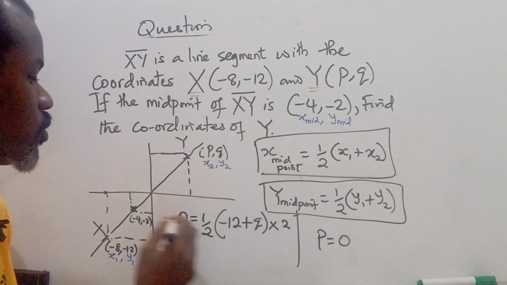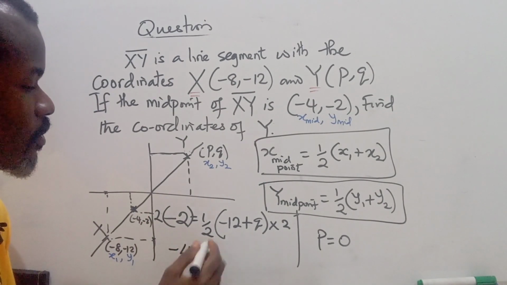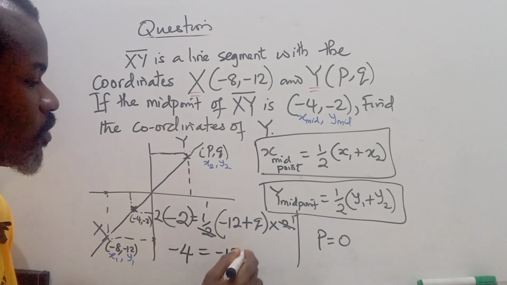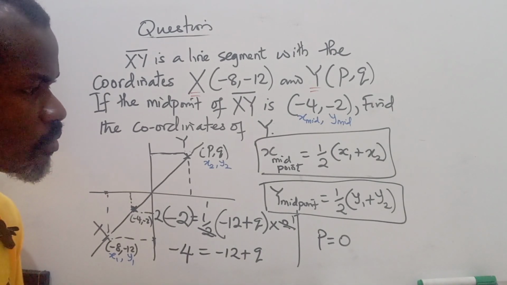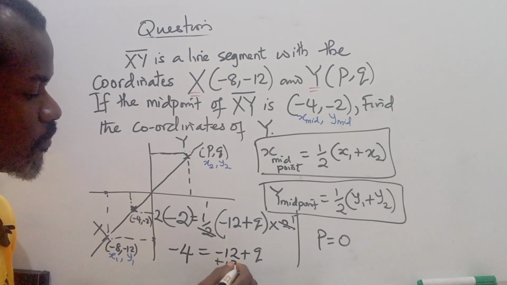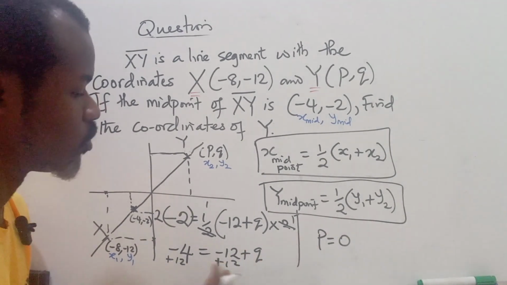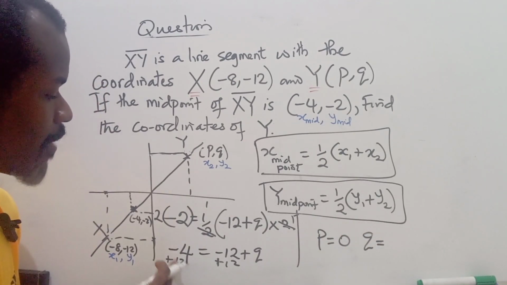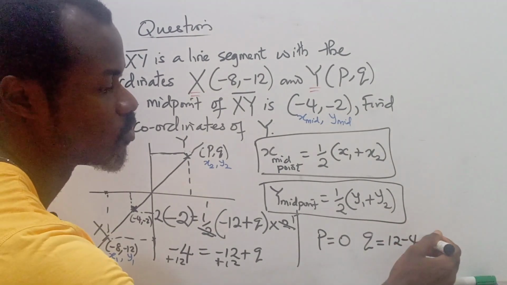So multiply both sides by 2. 2 times -2 is going to give me -4. This cancels the half, so we are left with -12 plus Q. So from here, how do we get Q? We are going to add 12 to both sides. So the value of my Q, this is 0. Remember, 0 plus Q is Q, which is equal to 12 minus 4, and 12 minus 4 is going to give us 8.